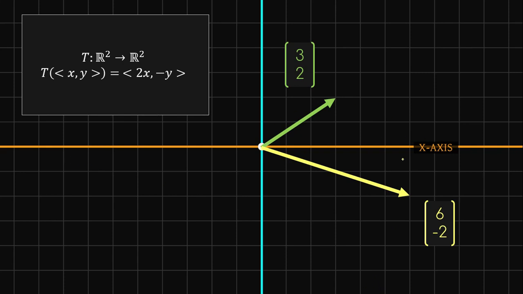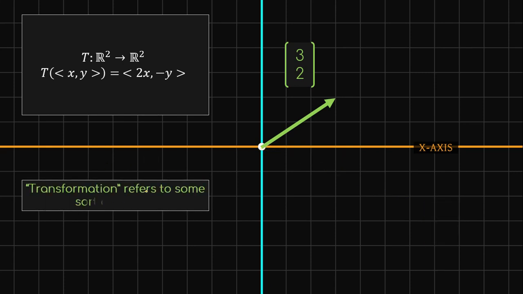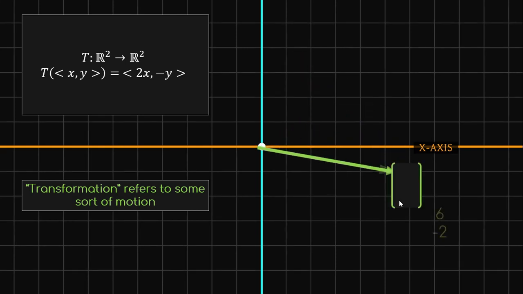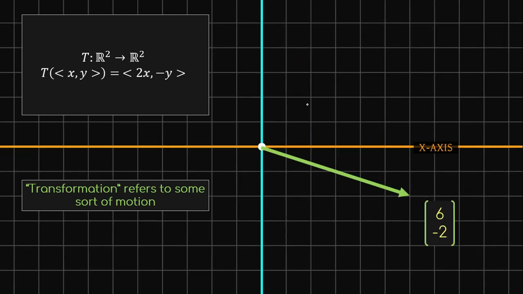Now this looks like a function, but we prefer using the word transformation because the word transformation refers to some sort of movement, and the way we like to think about transformation is that this vector, when I apply the transformation to it, moves from this original position to a new position, and as there is some movement or motion involved, transformation is the more appropriate word.